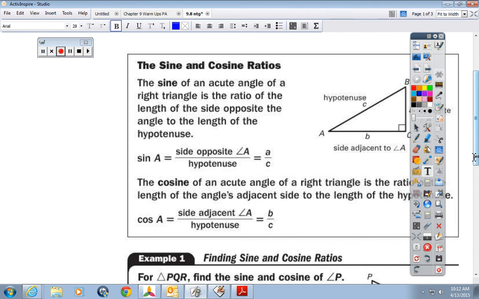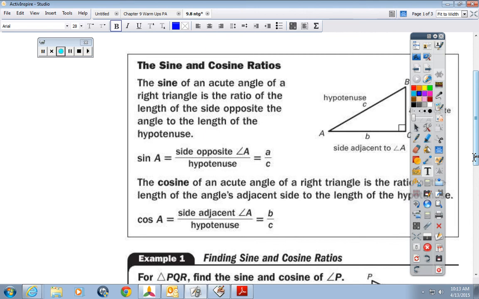Now, if you guys remember, how do we tell which one the hypotenuse is? It's always across from the right angle. Okay, so the problems are going to tell you which angle we're using. So in this little box, it says find the sine of angle A. So we're looking at angle A, and it's the side opposite.